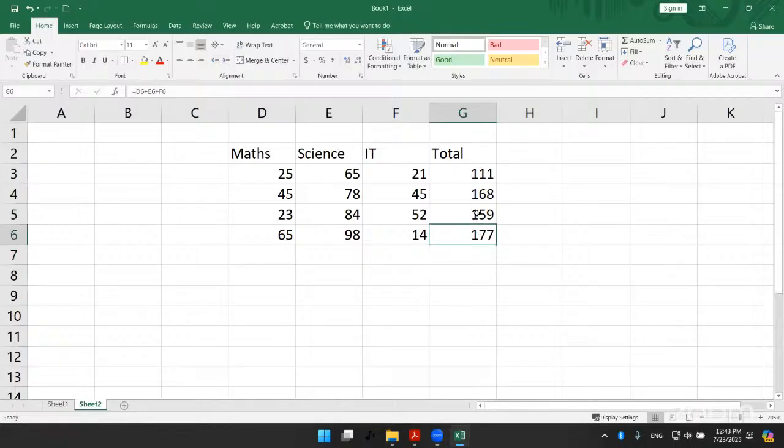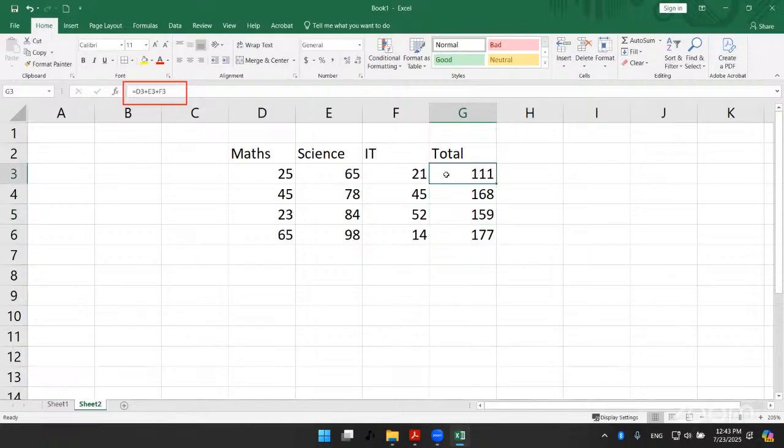This is the fill handle, and it will just copy the formula to the other cells. Okay? But here, can you see the formula bar? In the formula bar, you can see the formula is different. You can see D3 has become D4 and D5.